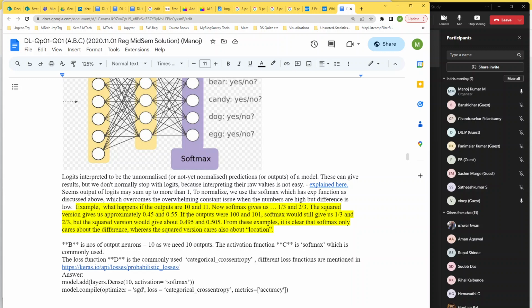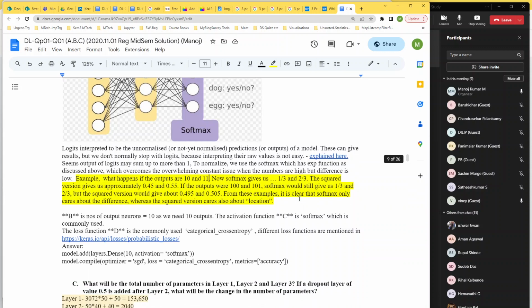So what is the constant issue? See, if you have outputs 10 and 11, softmax gives 1 by 3 and 2 by 3. That is 33 and 66, right? The squared version gives us approximately 0.45 and 0.55. This is some other method, the squared method. Again, if the outputs were 100 and 101, softmax would still give 1 by 3 and 2 by 3, so it will still be 33 and 66. But the squared version will give 0.495 and 0.505. These two are very near, right?